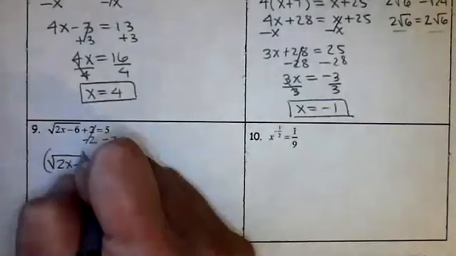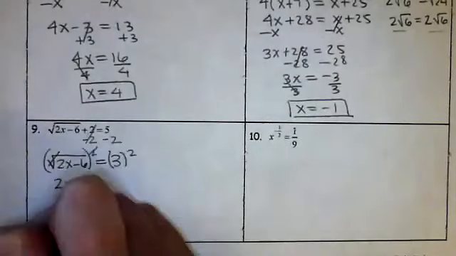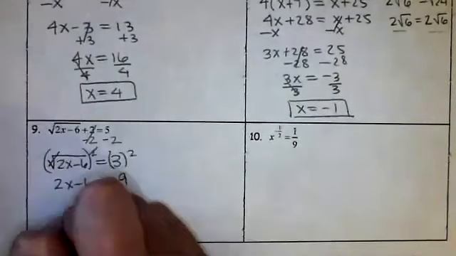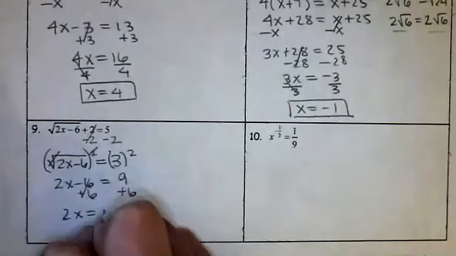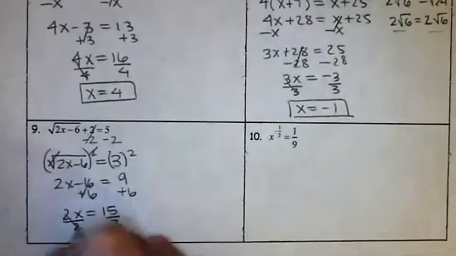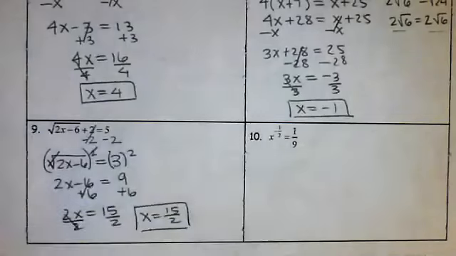Now we square both sides. That frees up my 2x minus 6, and 3 squared is 9. We add the 6 to get it to the other side, and we get 2x is equal to 15. We divide by 2, and x is equal to 15 halves. That one does work when we plug that back in.